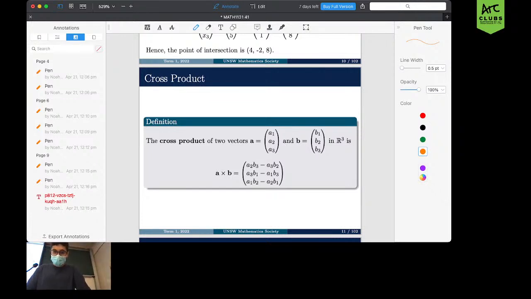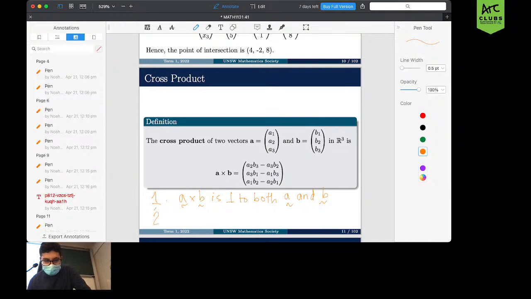So we can quickly discuss the properties of the cross product of two vectors. The most important property is that the cross product, vector A times vector B, is orthogonal to both A and B. That sign is just the sign of perpendicularity. This is the most important property of the cross product, and it's something that we'll be using in the next few questions.